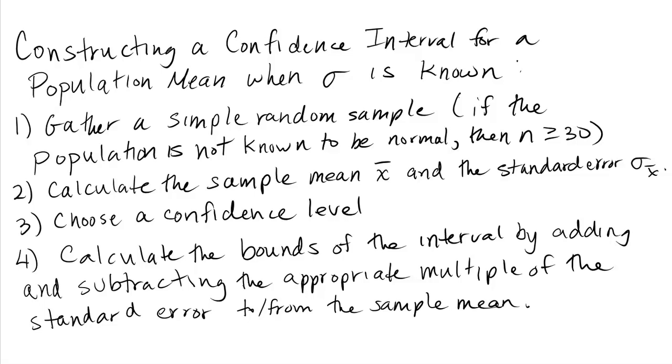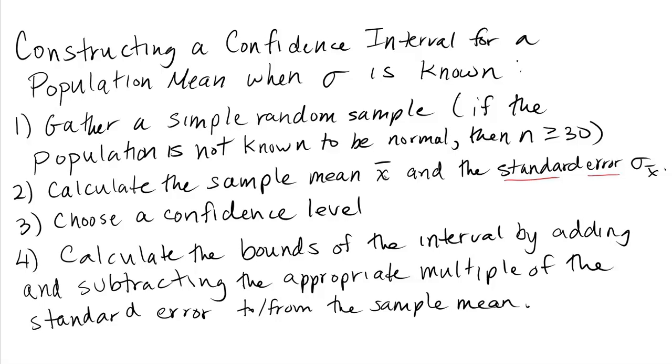Once you've got your sample, you're going to calculate your sample mean x bar, and you're going to calculate sigma sub x bar, and you'll notice that I gave it a special name here. I called it the standard error. This is a common name for sigma sub x bar. We didn't really need it before, but it makes it easier to describe the process here, so I threw the name in. Sigma sub x bar is called the standard error.